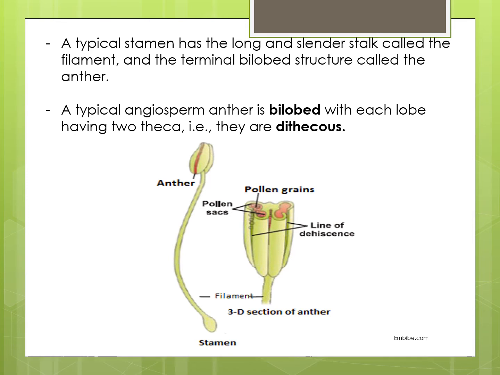A typical angiosperm anther is bilobed, with each lobe having two theca, that is, they are dithecous. So this is the 3D section of anther. In the anther, there are pollen sacs, and in the pollen sacs, pollen grains are formed.